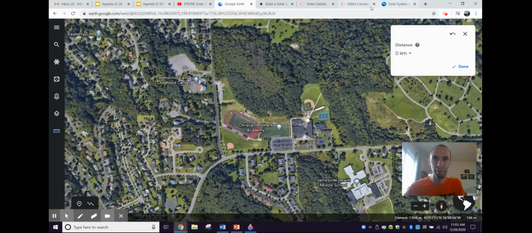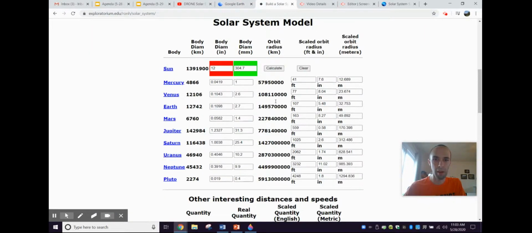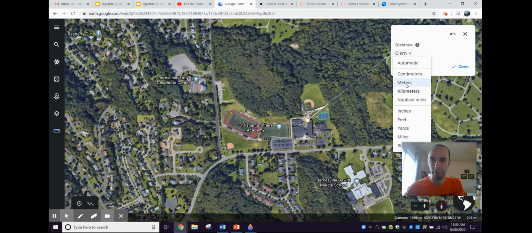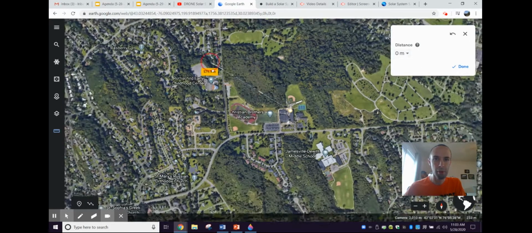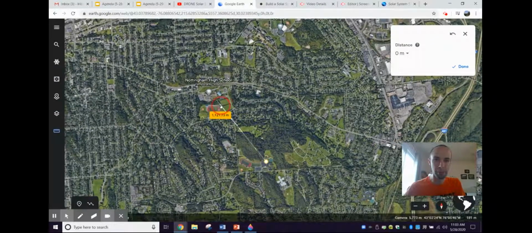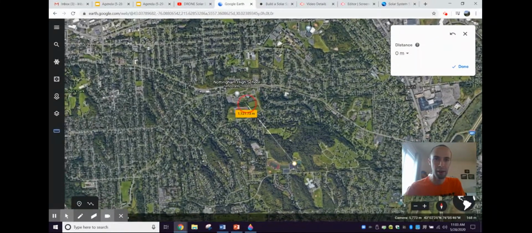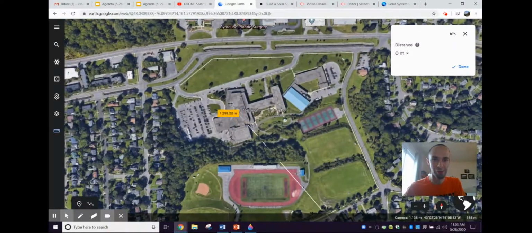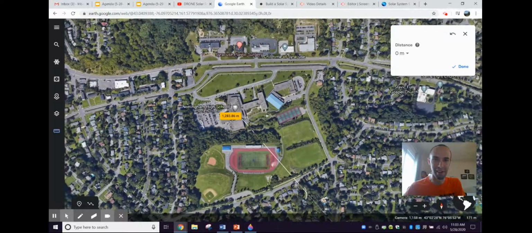Now, I know from my calculator that Pluto is 1294 meters away. So if I can maintain that distance in meters, let's change this to meters. I'm going to go 1294 meters away from the classroom. Obviously Pluto is way off campus. In fact, if you were to walk it out, you would end up at Nottingham High School, just to give you a perspective, right?